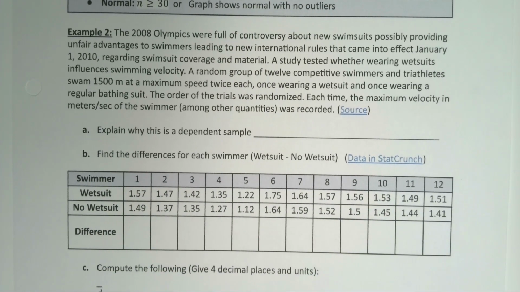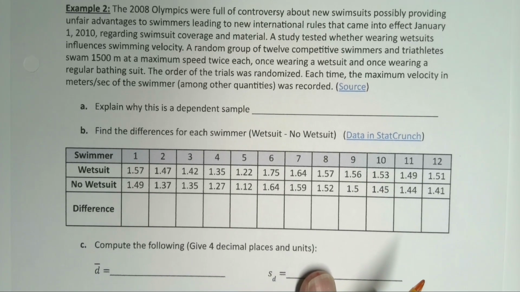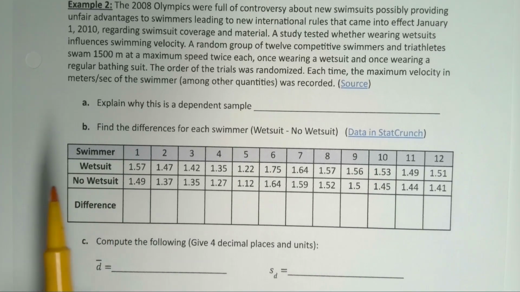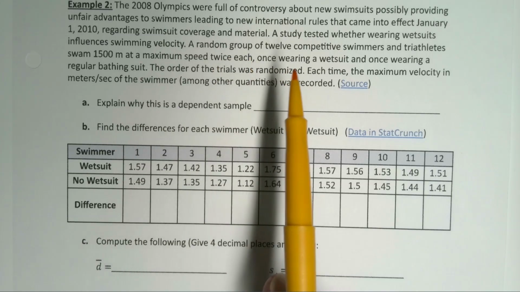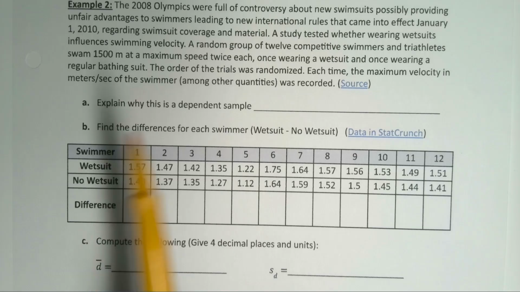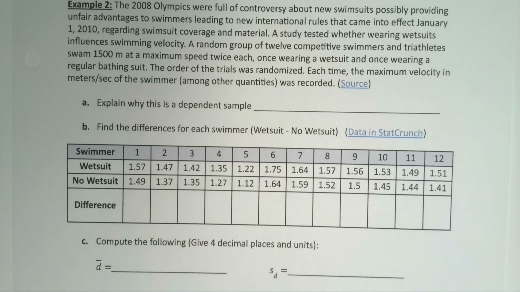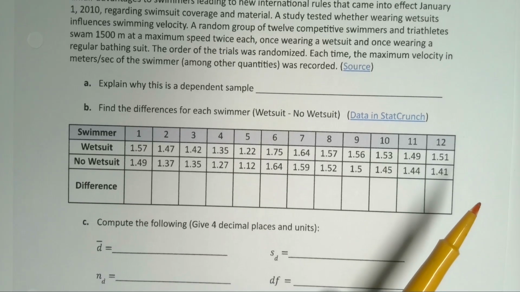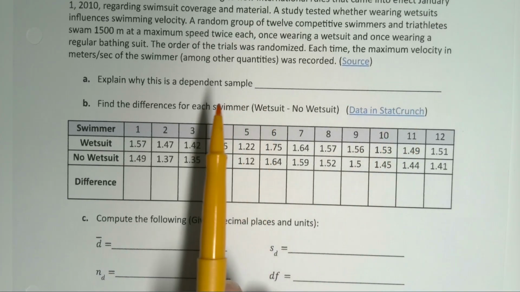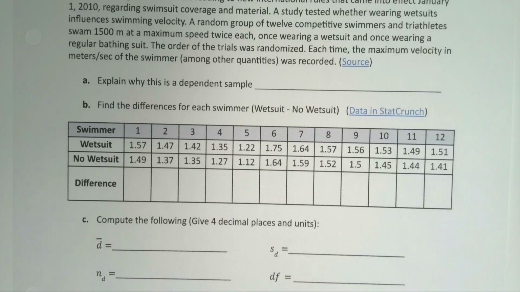All right, so let's look at an example of some paired data. The 2008 Olympics were full of controversy about new swimsuits that possibly provided unfair advantages to swimmers, leading to new international rules that came into effect January 1st of 2010 regarding swimsuit coverage and material. A study tested whether wearing wetsuits influenced swimming velocity. A random group of 12 competitive swimmers and triathletes swam 1,500 meters at a maximum speed twice each, once wearing a wetsuit and once wearing a regular bathing suit. The order of the trials was randomized, so you don't have to worry about them getting tired. Each time, the maximum velocity in meters per second of the swimmer, among other quantities, was recorded.